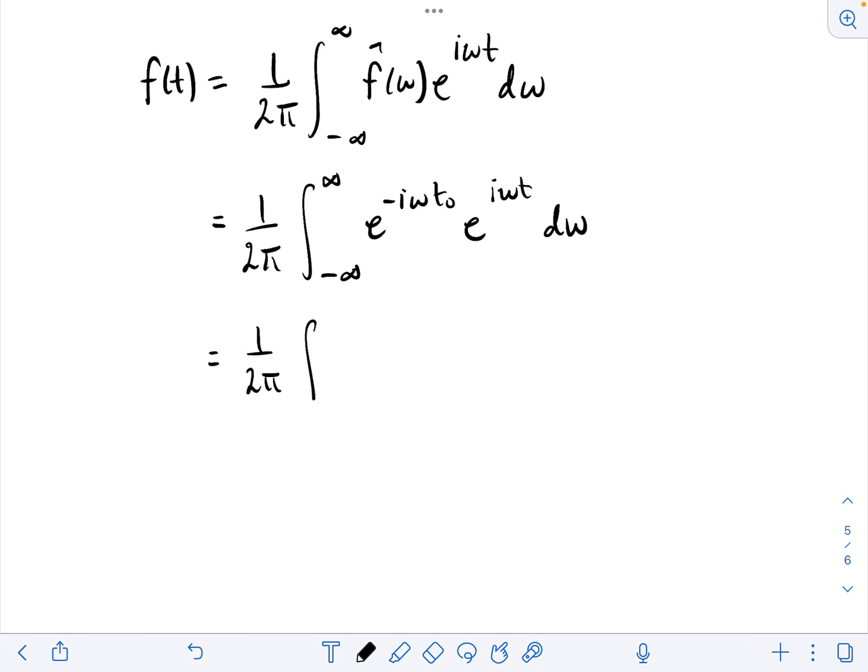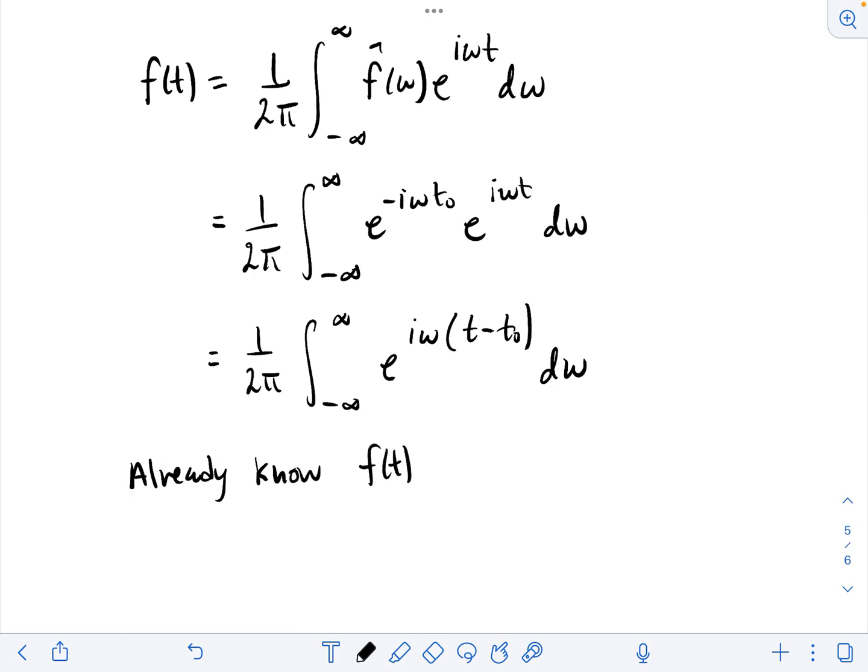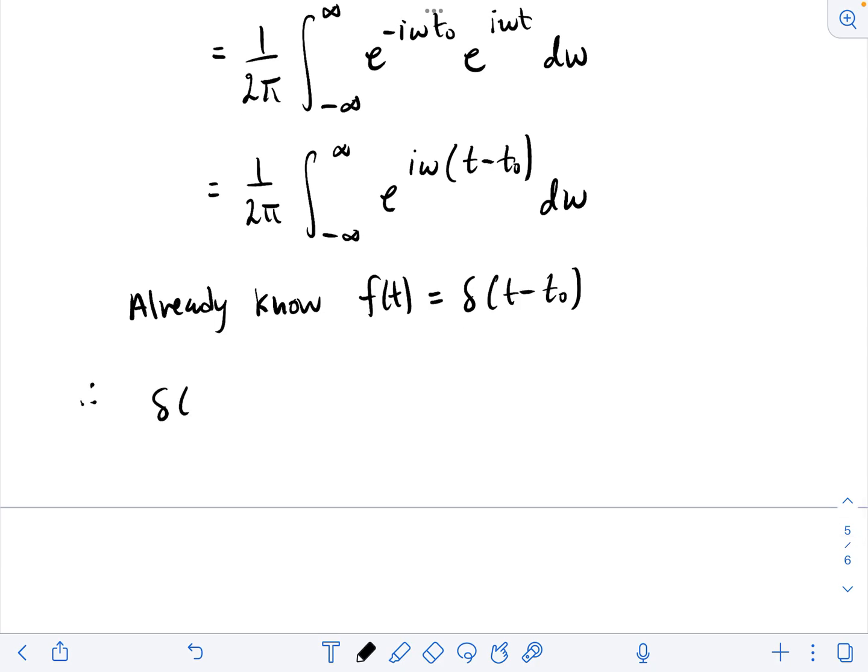So it's e to the i omega, and then it's t minus t naught, if we get the signs right, and d omega. But like we already said, we already know that the f of t is the delta function, delta of t minus t naught, and so therefore it must be the case that delta of t minus t naught is equal to 1 over 2 pi times the integral from minus infinity to plus infinity of e to the i omega (t minus t naught), and integrate over frequency.